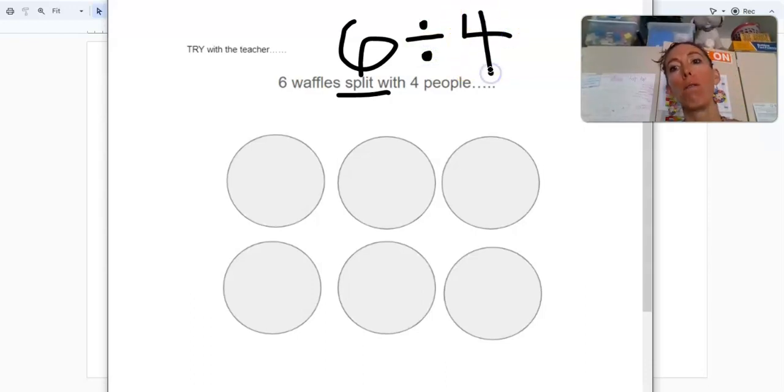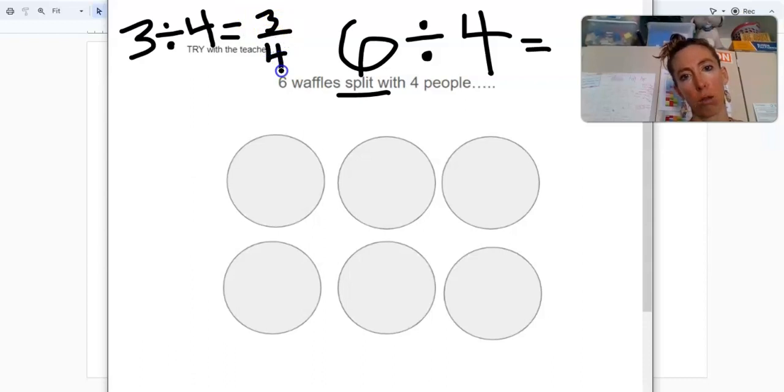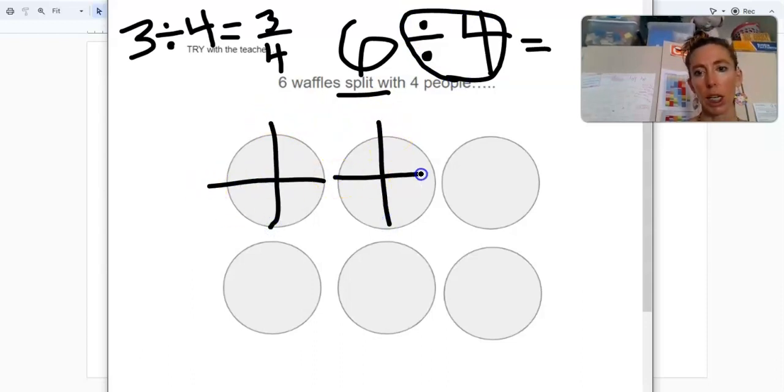people, but 4 people. Now last time we had 3 waffles split with 4 people, and each person got 3/4. 3 of those fourths. How about if we have 6 waffles? All right, here I go. I'm going to start dividing up those waffles into 4 parts so I can easily distribute these guys to the people.